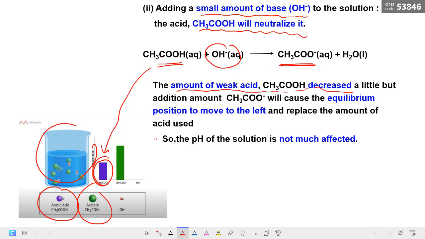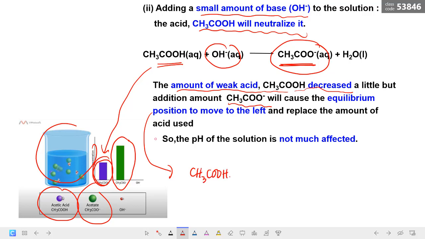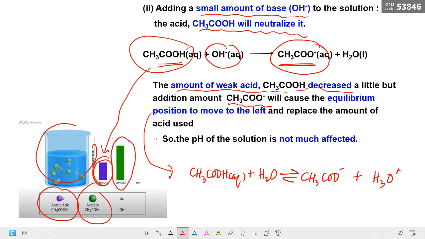Okay, but dia kata decrease a little, but addition amount of acetate ion pula kat dalam ni bertambah sedikit. Okay, will cause the equilibrium position move to the left and replace the amount of acid used. Okay, ini maksudnya kita kena ingat. Acetic acid dalam buffer itu juga mengalami slightly dissociation. Okay, sekarang ni saya terangkanlah. Alright. Jadi sekarang apa yang berlaku? Okay, ini dah settle. Acetic acid ni tadi dia berkurang sebab dia meneutralkan the added base.